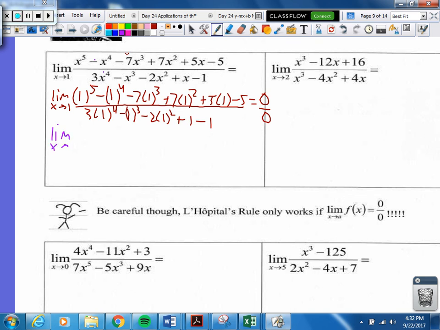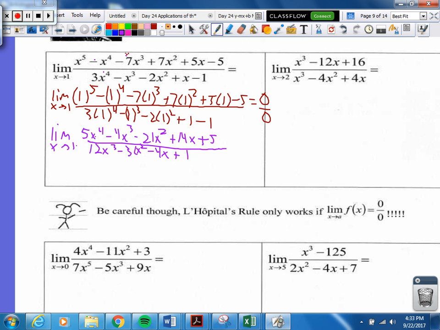So the limit as x approaches 1, what is the derivative of the numerator? 5x to the 4th minus 4x to the 3rd minus 21x squared plus 14x plus 5. That's the derivative of the function on the numerator. The derivative of the function on the denominator is 12x to the third minus 3x squared minus 4x plus 1. There you go. Okay, so what am I going to do now?